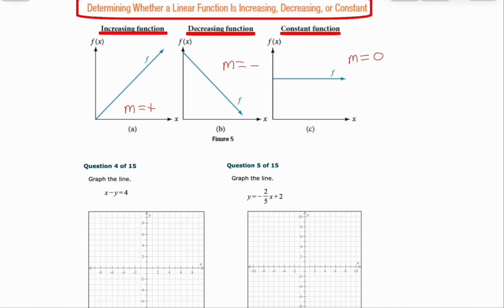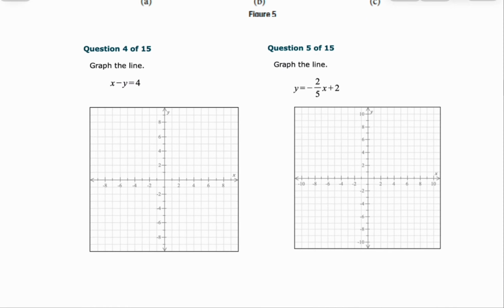So let's practice graphing some lines. This should be very easy for you. We're going to do it 2 different ways. We're going to make a table for one. We are going to use the slope and the y-intercept for the other. So for this equation, let's make a chart.